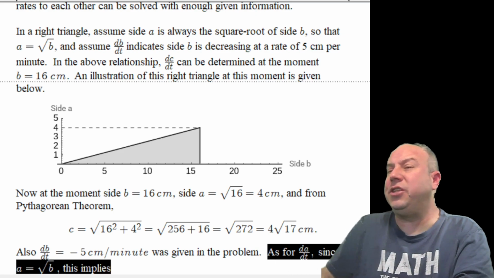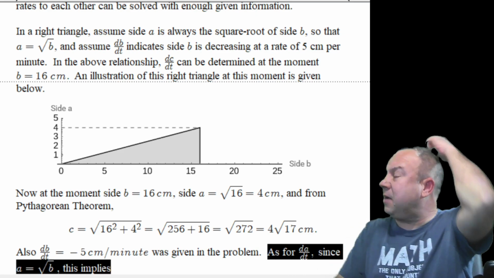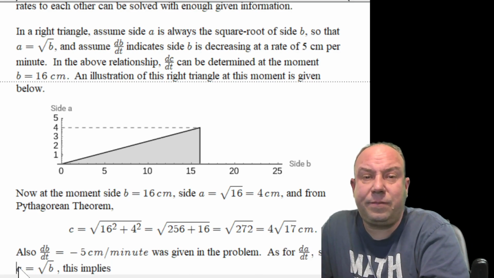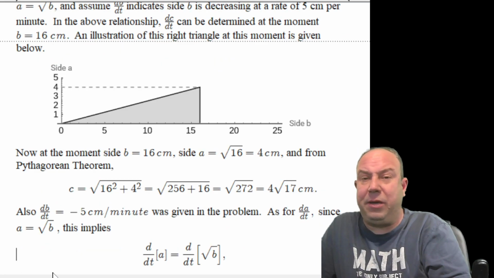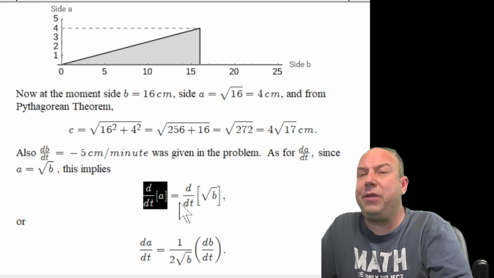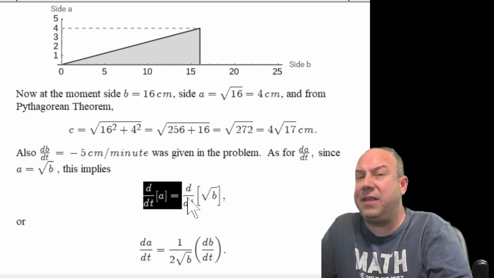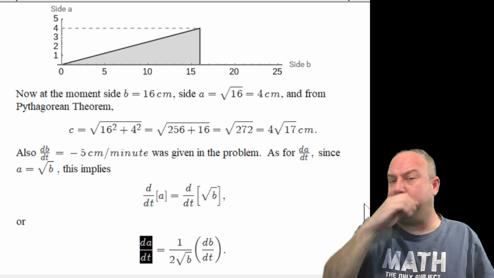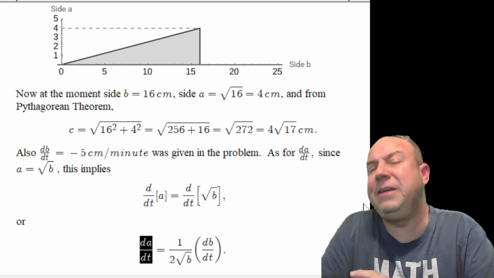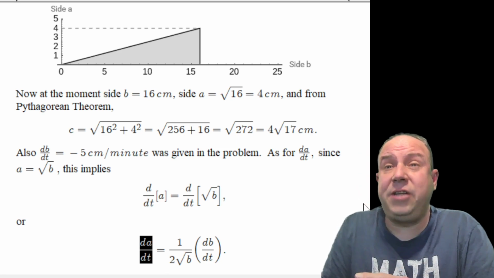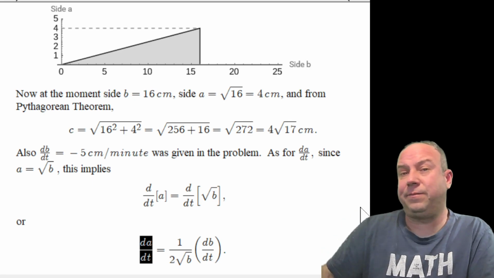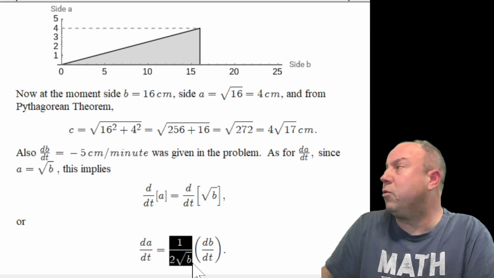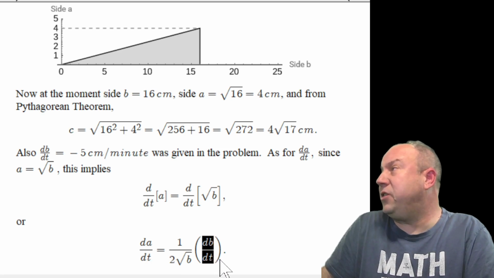As for the rate of change in the side A measure with respect to time t, since A is the square root of B, this implies that if I apply the derivative operator with respect to t to that relationship, I get the relationship between the rate of change in my side measure A with respect to t in terms of the rate of change in my side measure B with respect to t, where the rate of change in A with respect to t is 1 over 2 root B times the rate of change in B with respect to t.